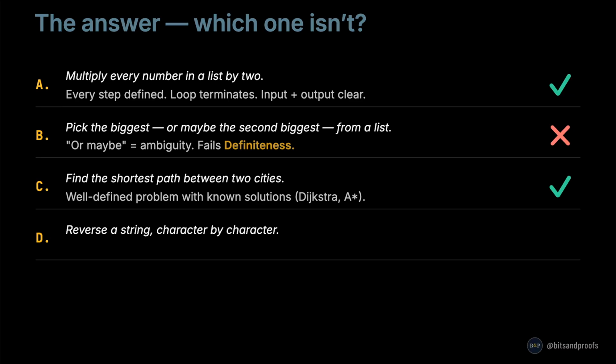C. Find the shortest path between 2 cities. Yes, this is an algorithm. It is a well-defined problem. Known algorithms solve it. Dijkstra's algorithm and A*. Both give the same correct answer every time. D. Reverse a string, character by character, an algorithm. Character by character is literally the procedure. Definite, finite. Done, eh?